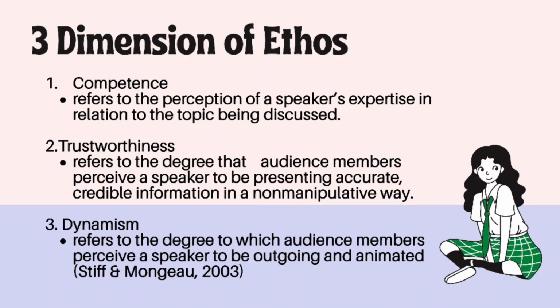Now let's talk about the 3 dimensions of ethos. Number 1. Competence refers to the perception of the speaker's expertise in relation to the topic being discussed. Number 2. Trustworthiness refers to the degree that audience or members perceive a speaker to be presenting accurate, credible information in a non-manipulative way. And number 3. Dynamism refers to the degree to which audience or members perceive a speaker to be outgoing and animated.